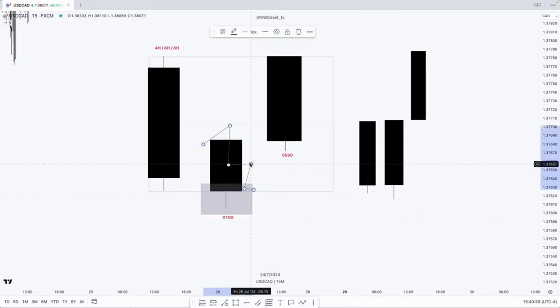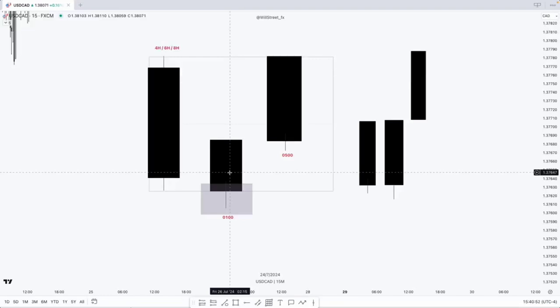So this is the most simple setup, but it doesn't mean that it happens every single day. Actually, this is, I would say, the most common setup. Okay. So let's see some examples.